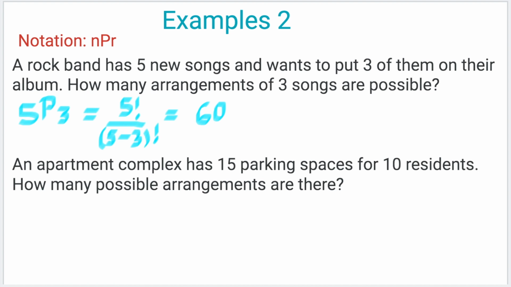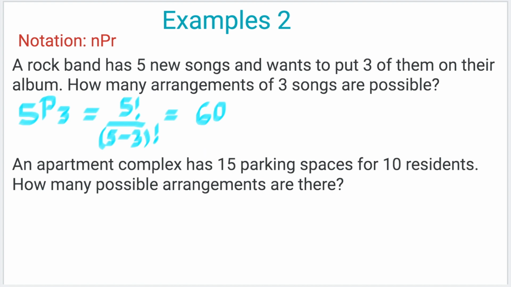In the second question, we're told that an apartment complex has 15 parking spaces for 10 residents. How many possible arrangements are there? We're trying to figure out how many different ways we can fit the 10 residents in those 15 parking spaces. So this is going to be a permutation kind of question. Once you've selected the first resident into that parking space, how many choices do you have left? And then you keep on going down the line with how many choices are left.